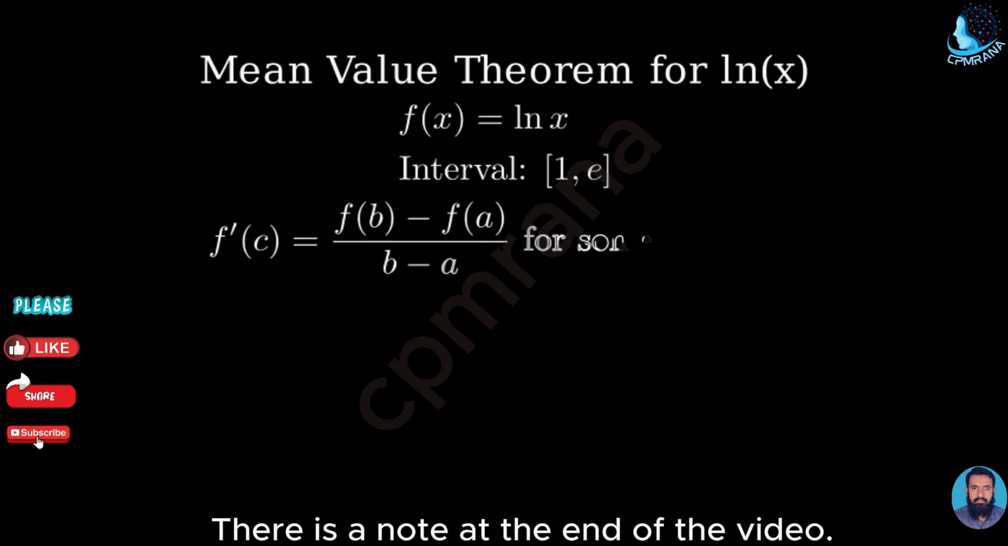For a function that is continuous on a closed interval [a, b] and differentiable on the open interval (a, b), there exists at least one c in the open interval where the derivative at c equals the average rate of change over the interval. Let's verify the conditions. First, we find that the derivative of natural log of x is 1 over x. Let's visualize this function. Here's the natural log function plotted from x equals 1 to x equals e. Notice that the function is continuous on this interval, and its derivative exists everywhere in the open interval from 1 to e.